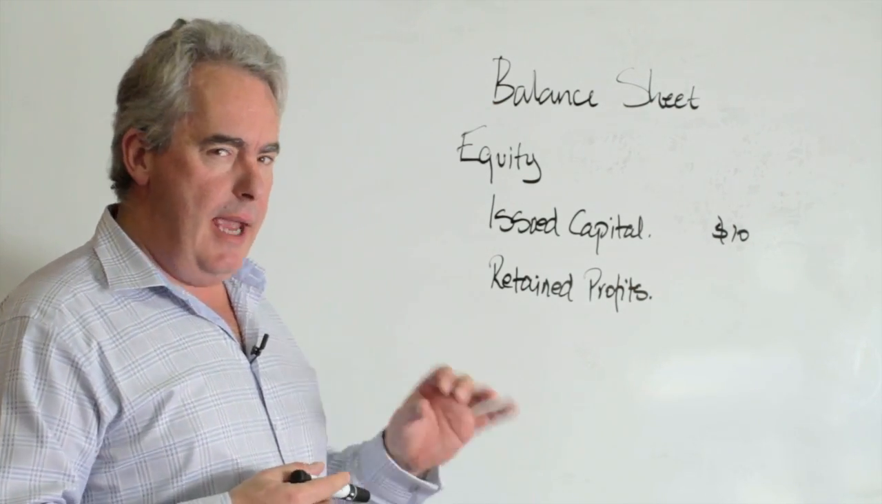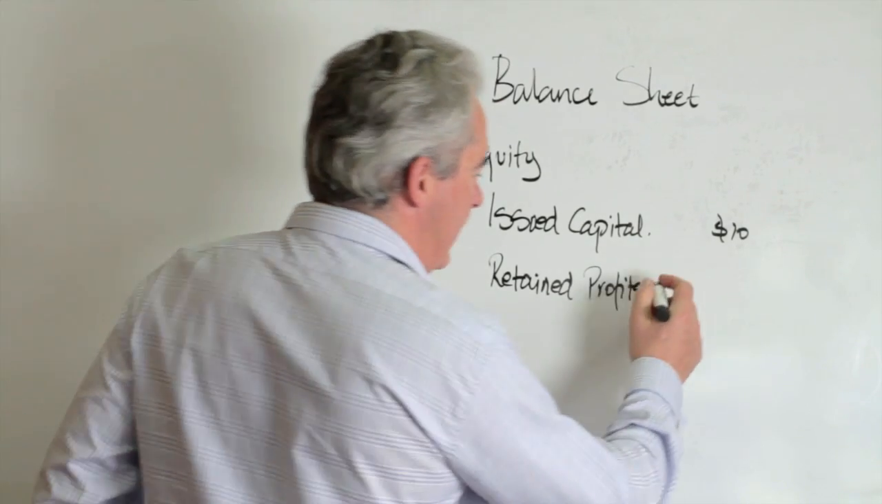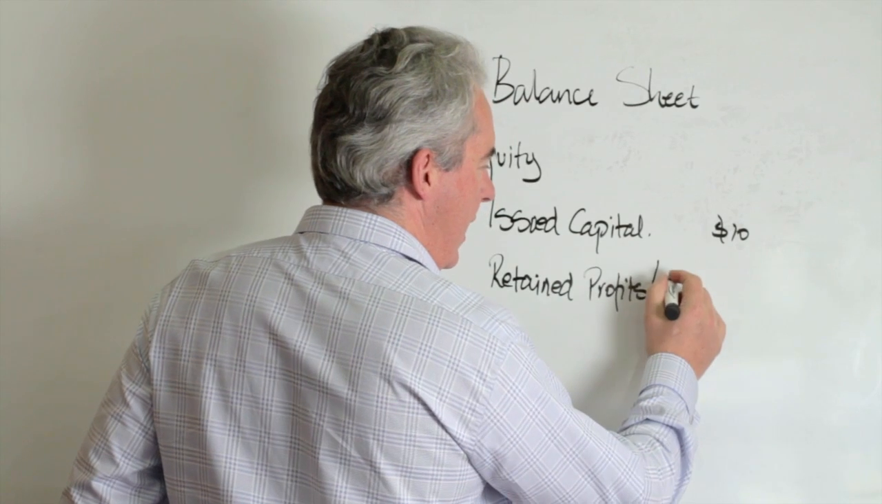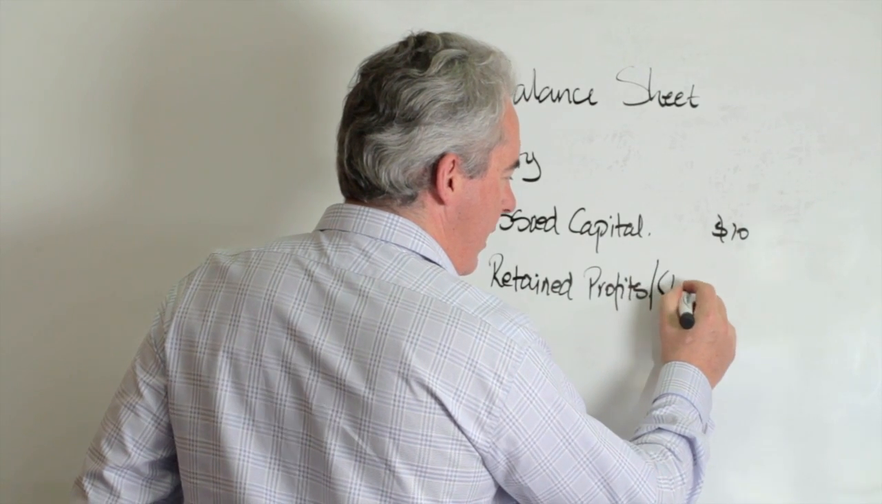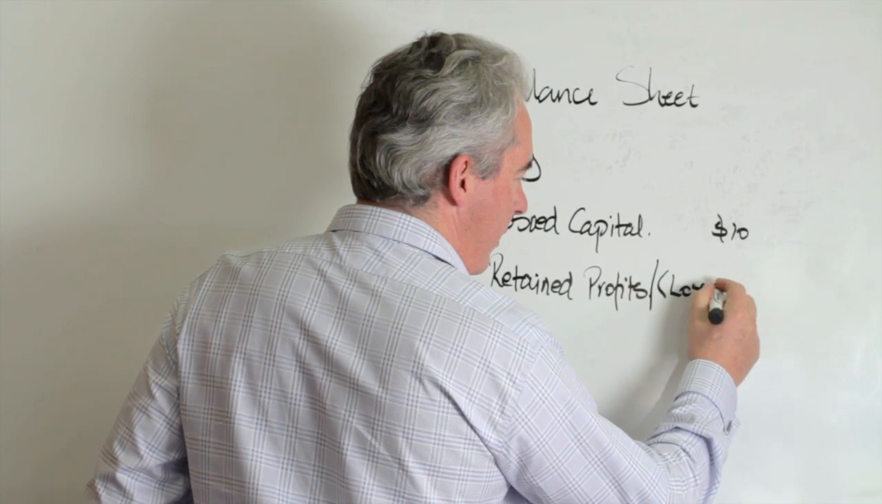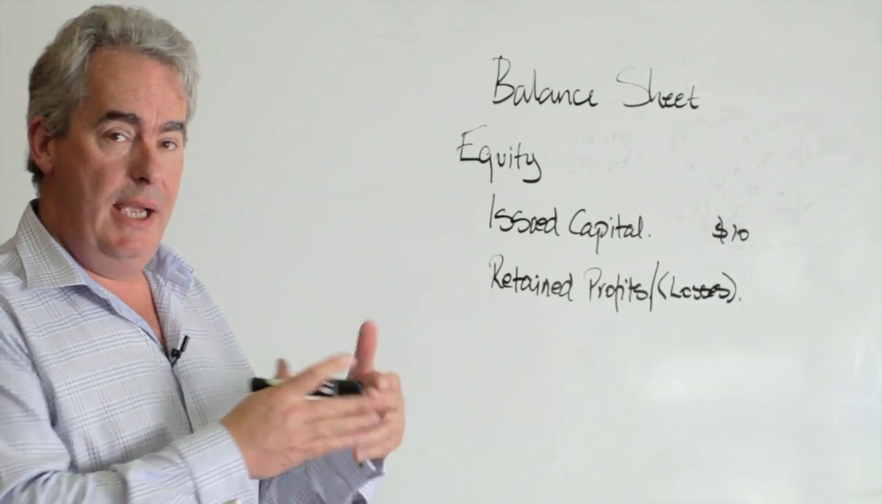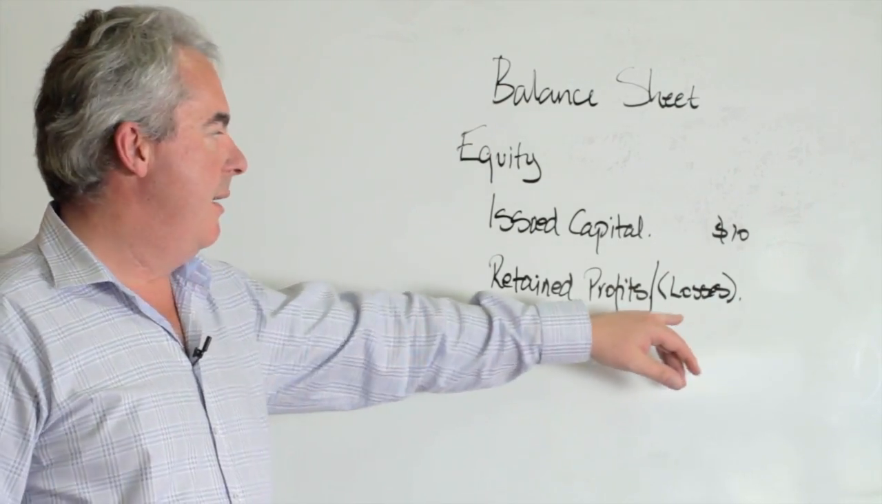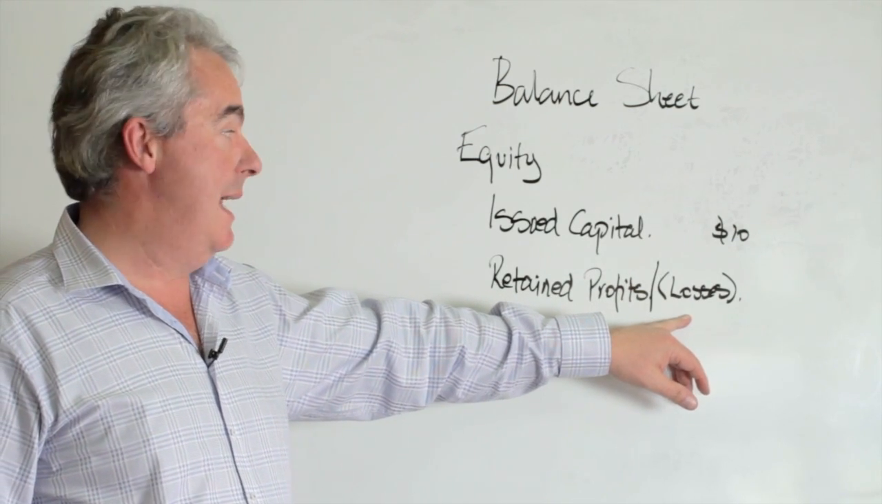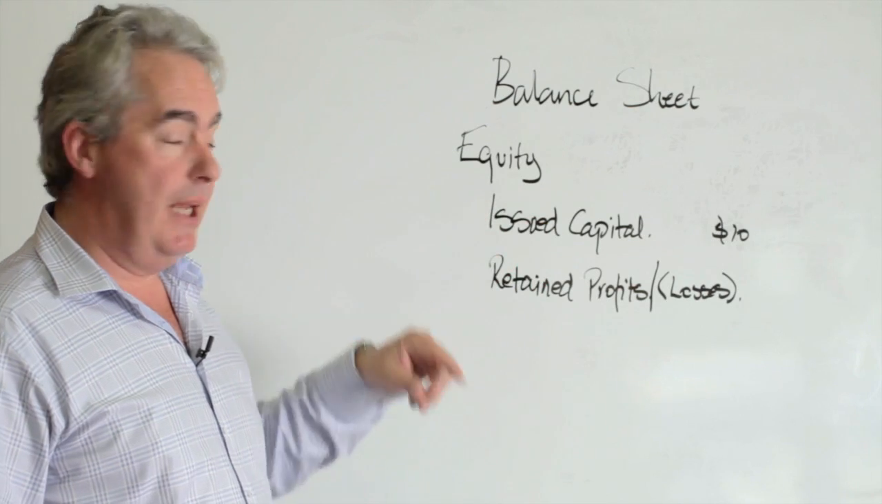Now, you can find in some businesses that there will be a slash there and there will be a bracket, and it will also talk about retained losses. Now, that is where a business has made a succession of losses. They get recorded in the balance sheet down here as a negative. So that's what can happen there.